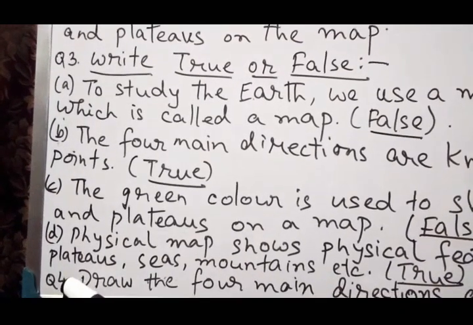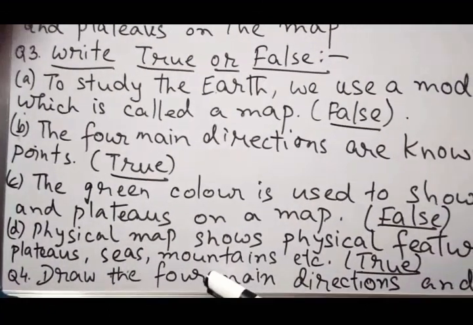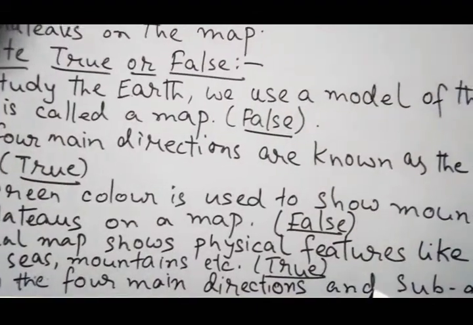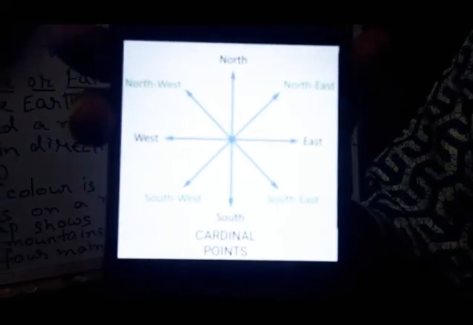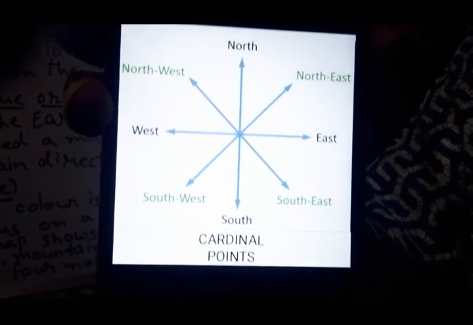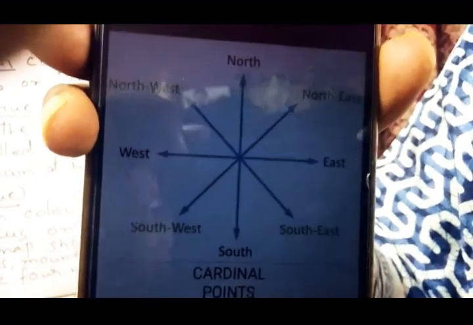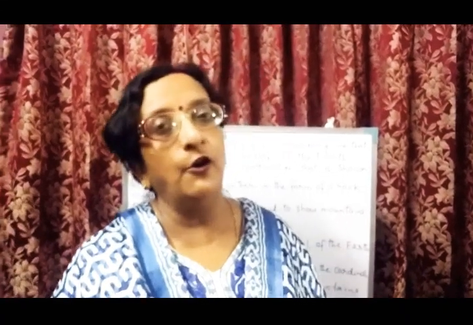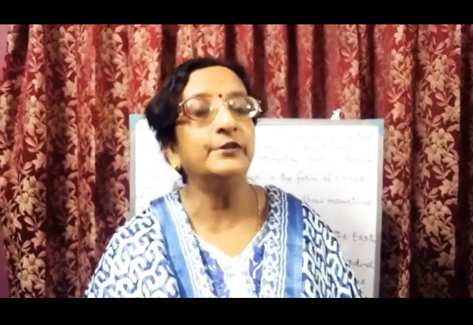Next, coming to our last question, that is question number 4. Draw the 4 main directions and sub-directions. Please look at this photograph. Over here, you can see the 4 main directions as well as the sub-directions. Hope you all enjoyed the class, and now I think it is going to be easy for you all to do the assignment.